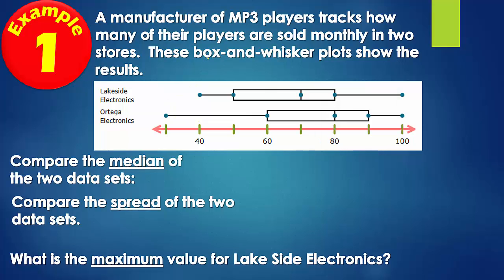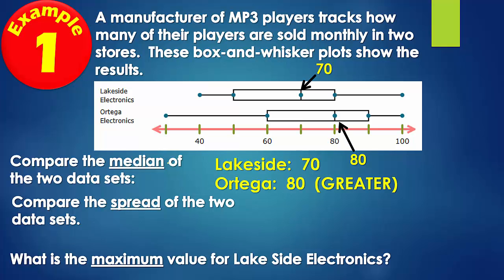We have manufacturers of MP3 player tracks. They're sold monthly in 2 stores. So these box and whisker plots show that. So we want to compare the median of the 2 data sets. Well, Lakeside Electronics has a median of 70, and Ortega has a median of 80, which is greater.